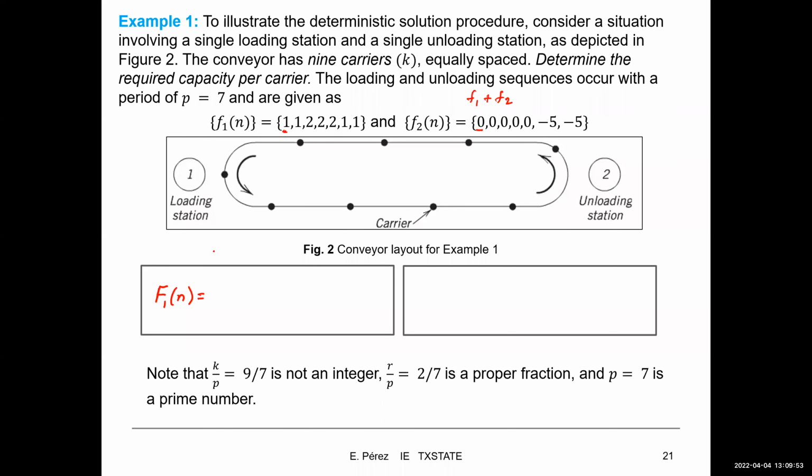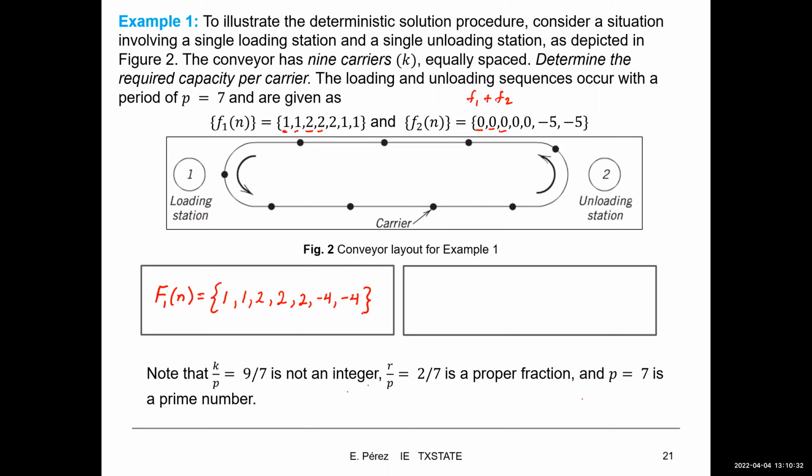And for the first one, that's going to be equal to 1. 1 plus 0 is 1. 2 plus 0 is 2. 2 plus 0 is 2. Then we have 2 plus 0 is also 2. And then we have 1 plus minus 5, that's minus 4. And then minus 4 again. That's F1 of n.